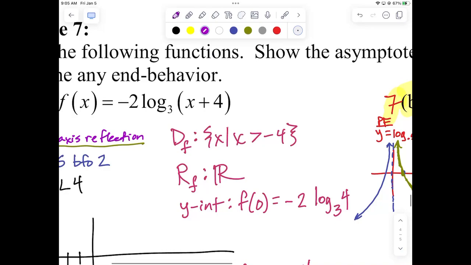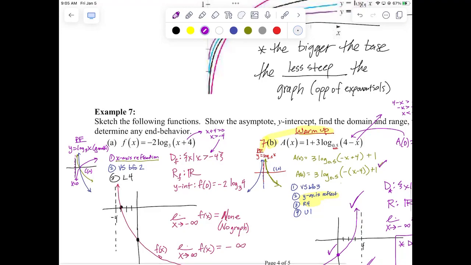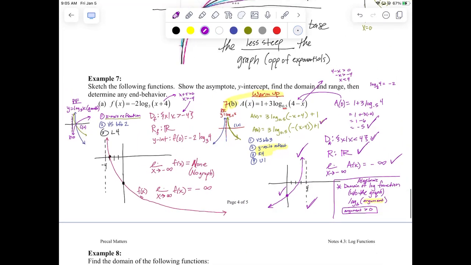Same thing over here. If you wanted to find the domain, you just say x plus 4 is greater than 0. So x is greater than negative 4. That's the same thing we got yesterday. So finding the domain of a log function can be found 2 ways, right? We can find it algebraically now, and of course we can find it graphically. It's good to find them both ways and compare them because they should match up with each other. All right, comments or questions on example 7?